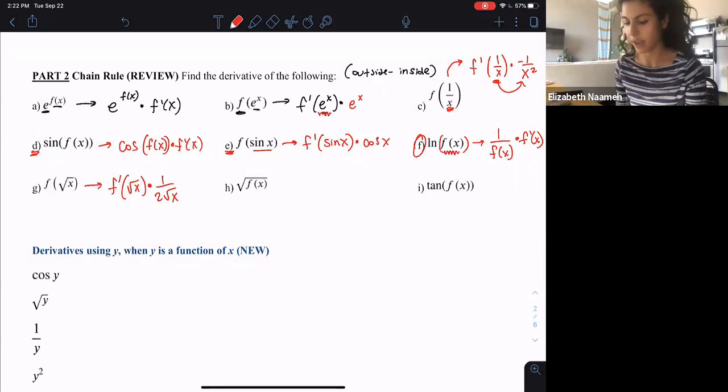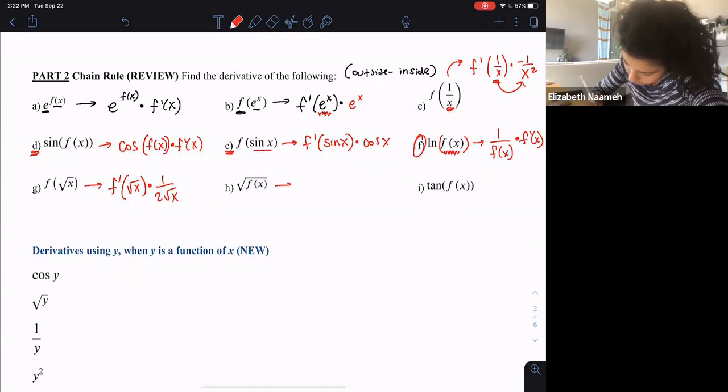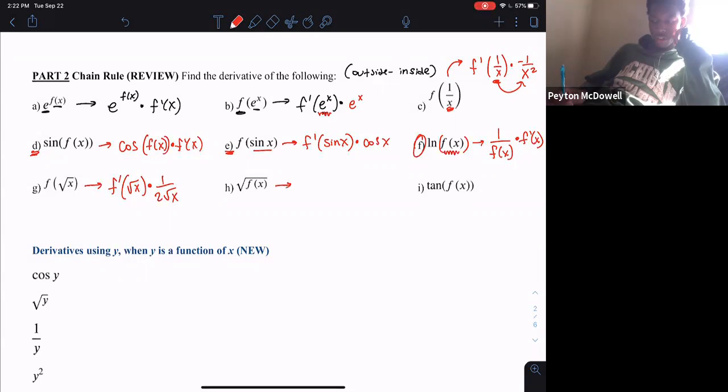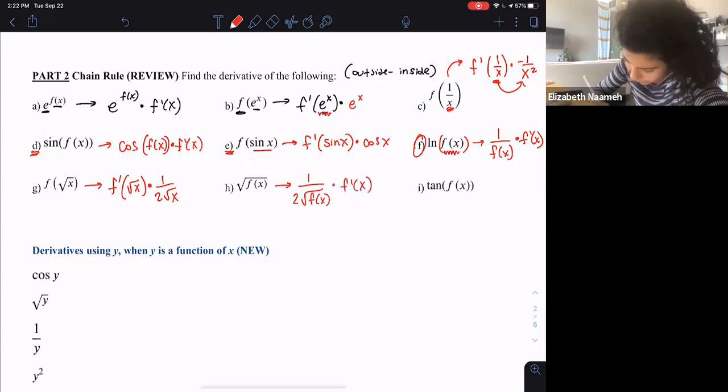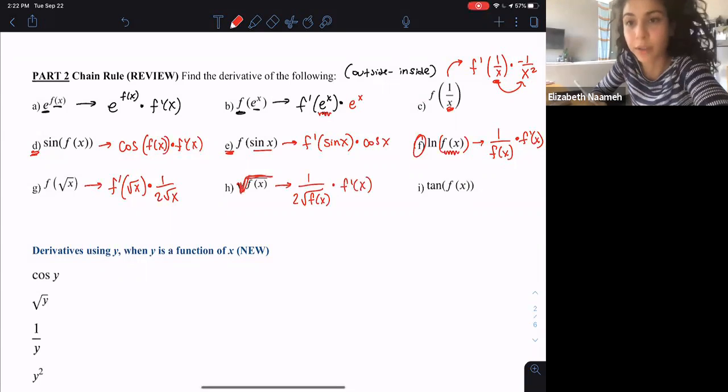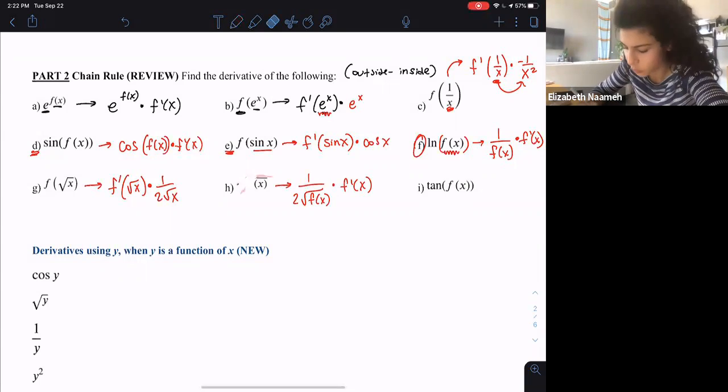So it'd be 1 over 2 square root f of x times f prime of x. Beautiful. This time the outside function was square root. The derivative of square root of f is 1 over 2 root f times the derivative of the inside.